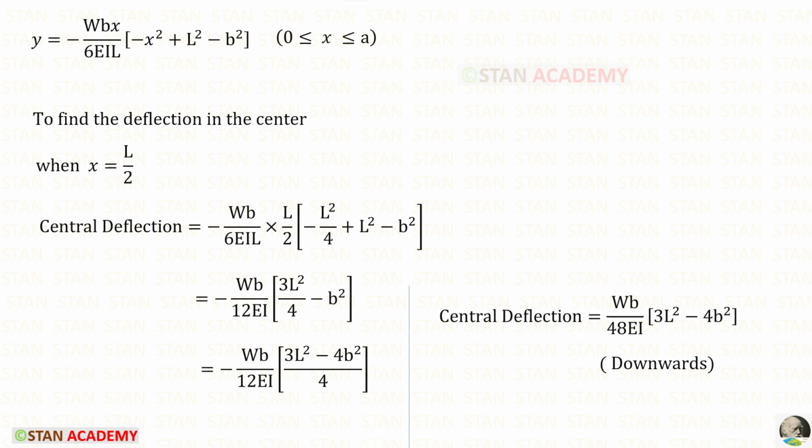To find the deflection in the center, in this, instead of x, we have to apply L upon 2. X square will be L square upon 4. When we add these two, we will get 3L square upon 4. For these two terms, we can take LCM. 4 is the LCM. 12 into 4, it will be 48. For the deflection in the center, we will get a negative expression. That means the deflection occurs downwards.